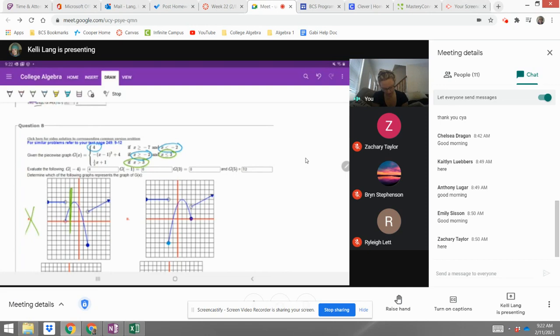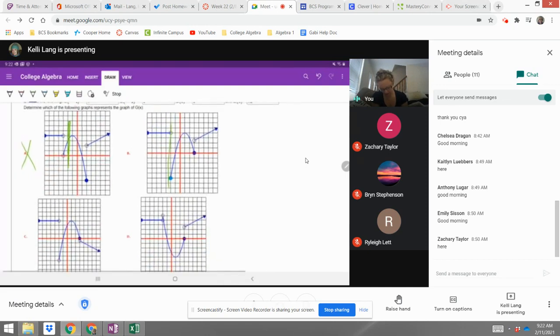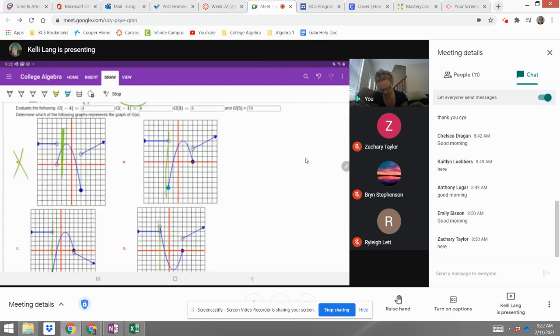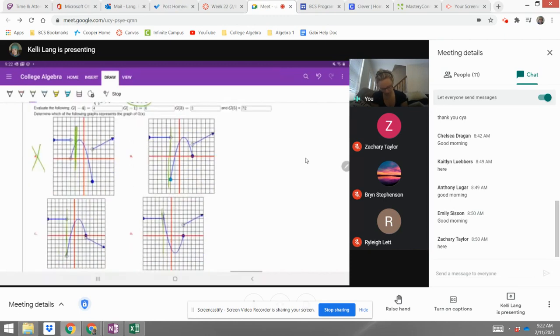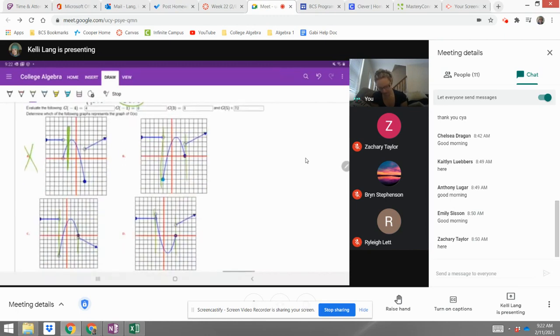So A is wrong here. -2 is where that switches, that's good. -2 is where that switches, that's good. And then they should all switch at +3. All right, so far we've only been able to eliminate A.